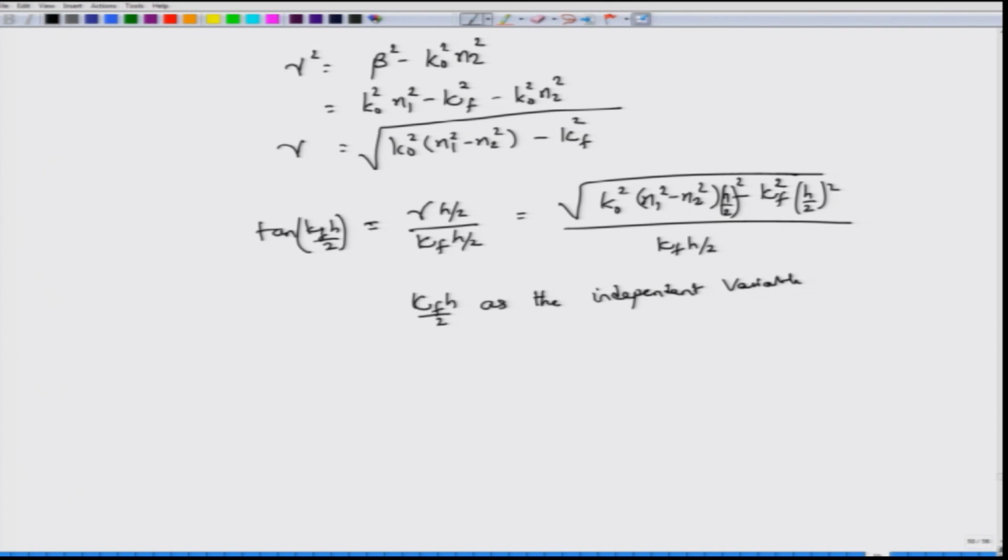So, what is the method of solution? Well, you can do a numerical solution. Okay. So, how do I numerically solve this equation? First, I will figure out what is the minimum and maximum value of kappa f. What would be the minimum value of kappa f?